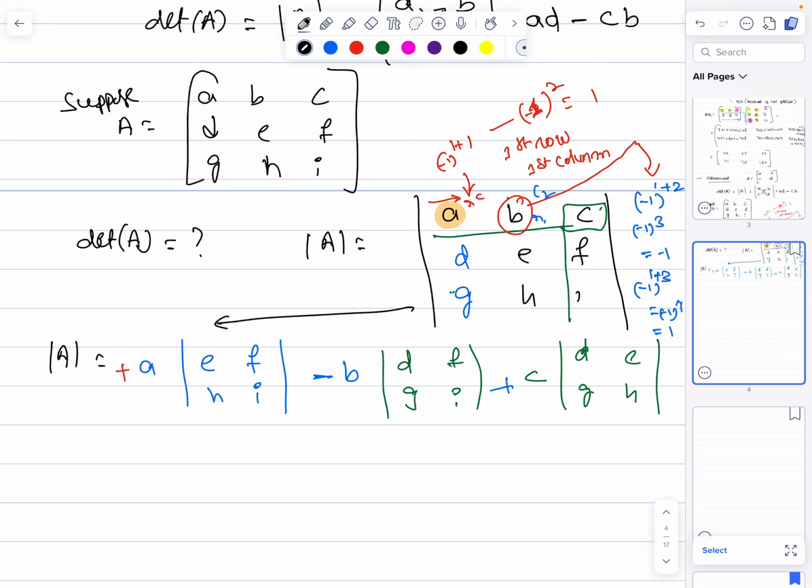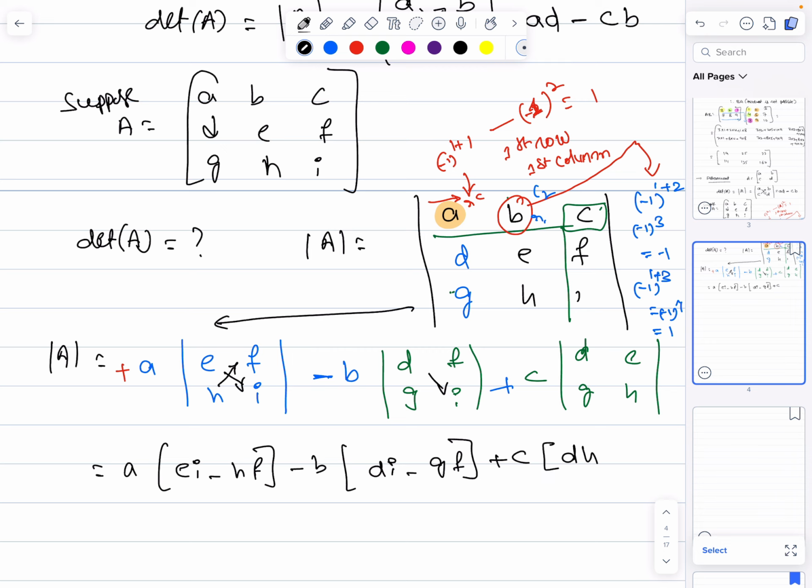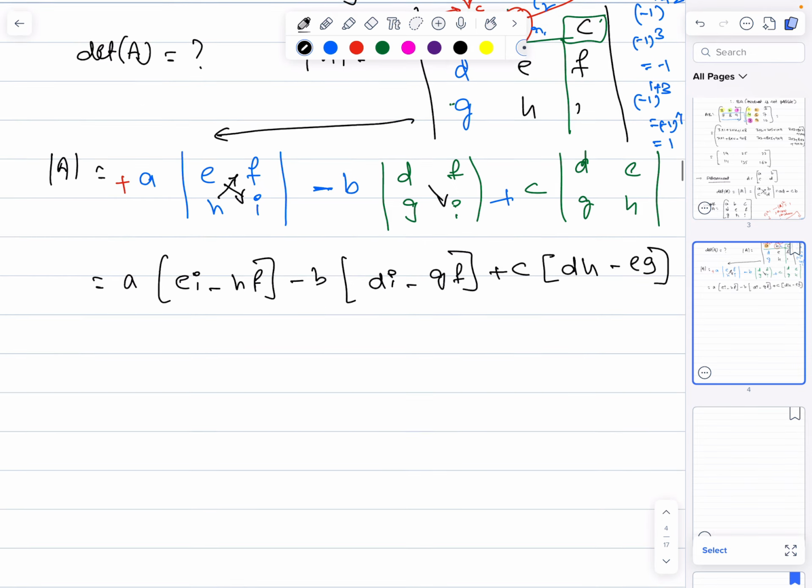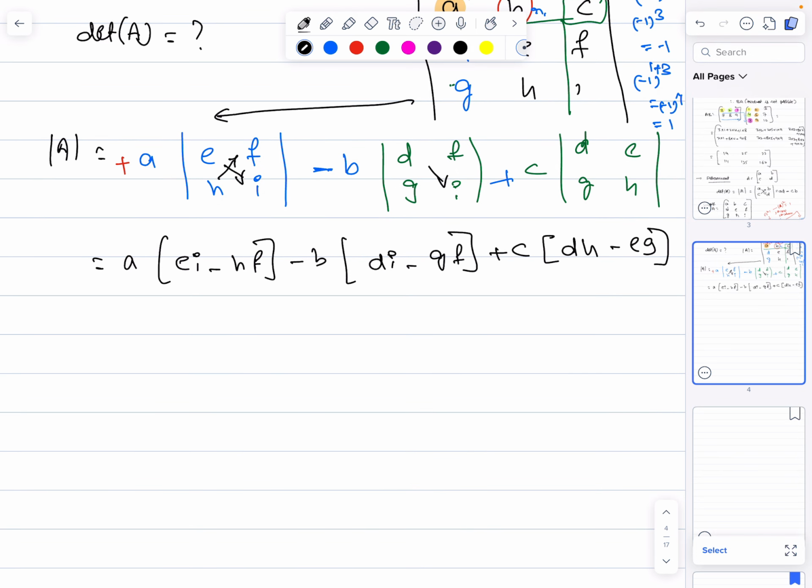Again, I have to simplify. That is A times (EI minus HF), minus B times (DI minus GF), plus C times (DH minus EG). We have seen that whenever you are moving downward, it is positive, and whenever you are moving upward, it is negative. So, this is the determinant of the matrix A, B, C, D, E, F, G, H, I. That is a general matrix. A, B, C, D, E, F, G, H, I is the matrix A and the determinant is this. It is a generalized matrix.